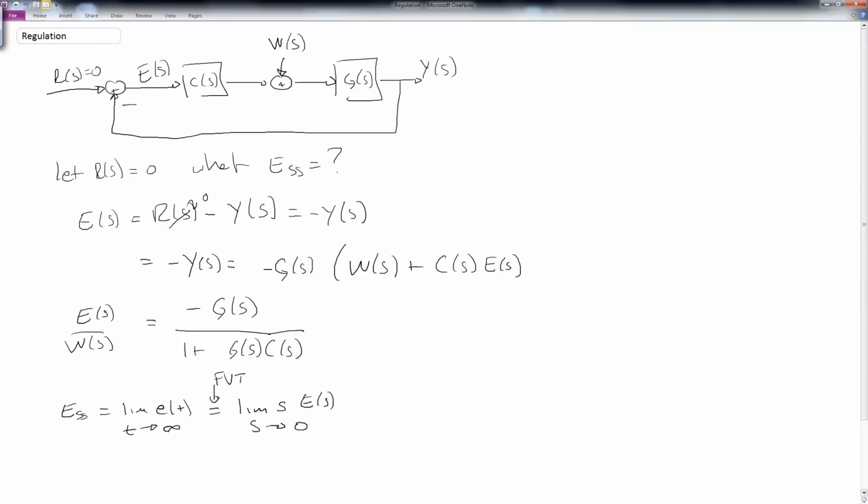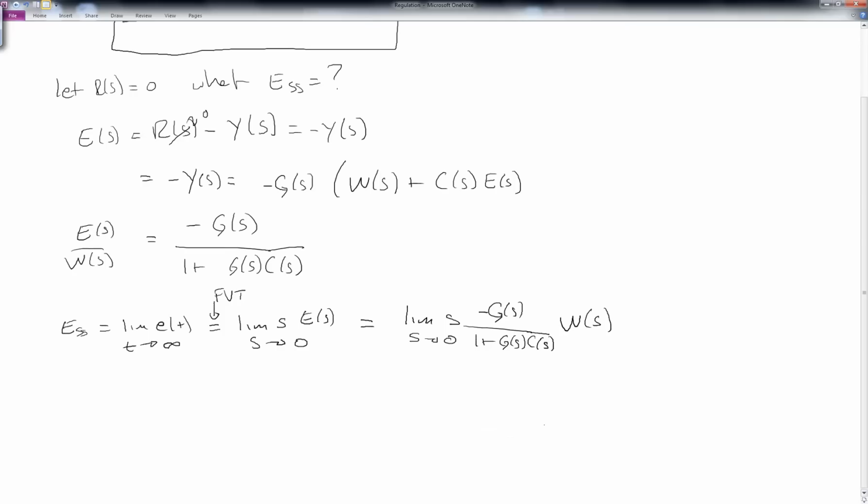So again, we need a stable denominator here in this transfer function. Upon substitution, we have the limit of s times minus G(s) over 1 plus G(s)C(s) times W(s) as s goes to 0. So again, this steady state error is going to depend on the type of disturbance and the nature of the plant and the control law.